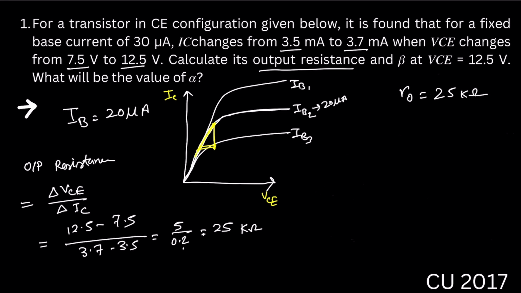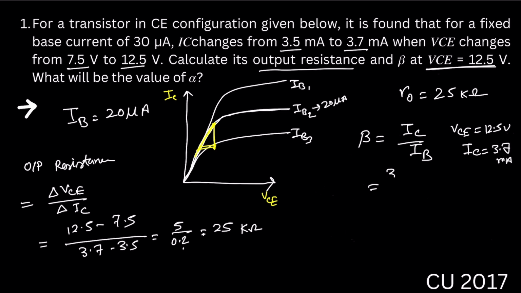Now they need to know the value of beta. So beta equals, we know, IC by IB. Now they need the beta when VCE is 12.5 volt, right? So for VCE of 12.5 volt, what is the value of IC? IC is 3.7 milliampere.